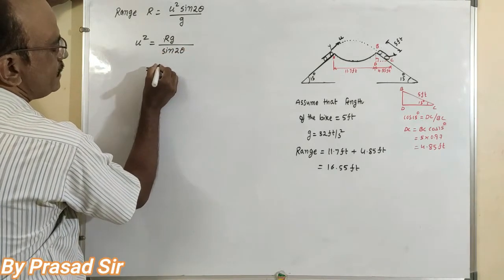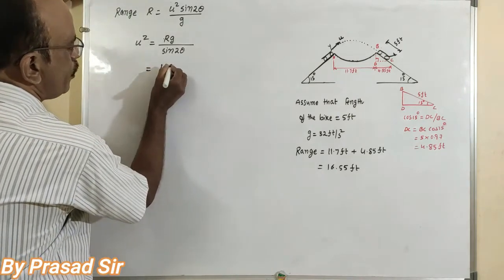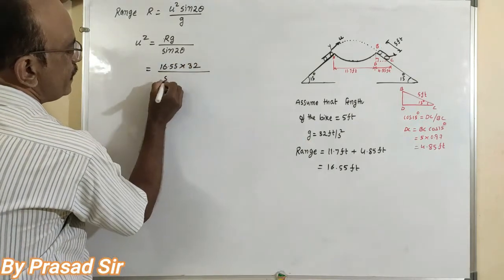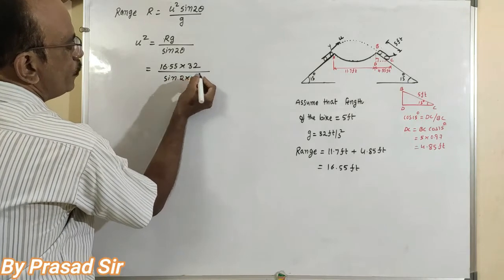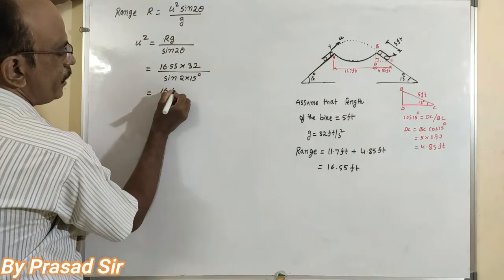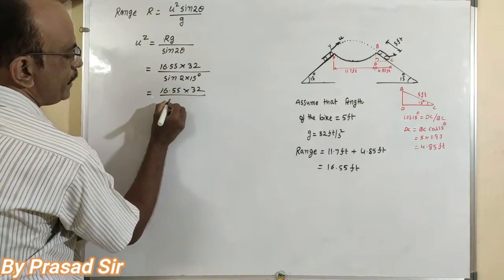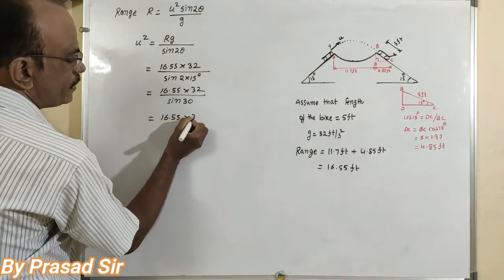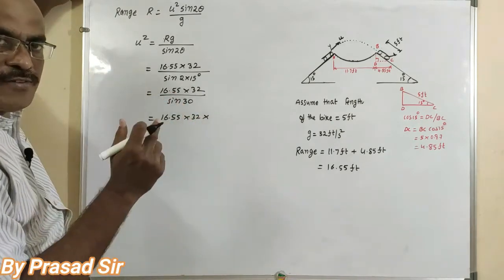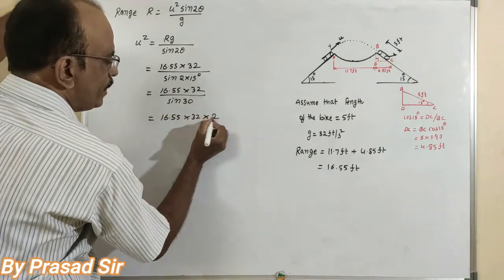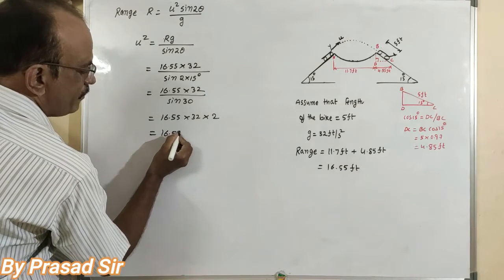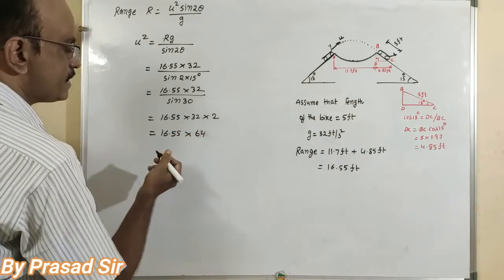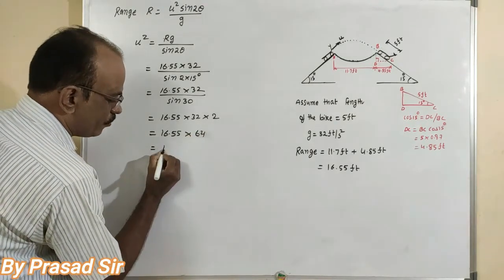Here R is nothing but the range, that is 16.55, into 32, the g value 32 feet per second square, divided by sine 2 into 15 degrees. So 16.55 into 32 divided by sine of 2 times 15, which is 30. Sine 30 is 1 by 2, so the 2 will come here. 16.55 into 32 into 2. 32 into 2 is nothing but 64.